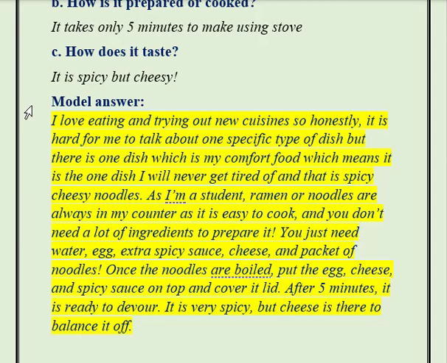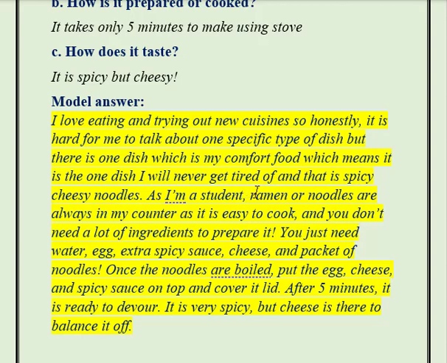So the model answer is: I love eating and trying out new cuisines. So honestly, it is hard for me to talk about one specific type of dish. But there is one dish which is my comfort food, which means it is the one dish I will never get tired of, and that is spicy cheesy noodles.